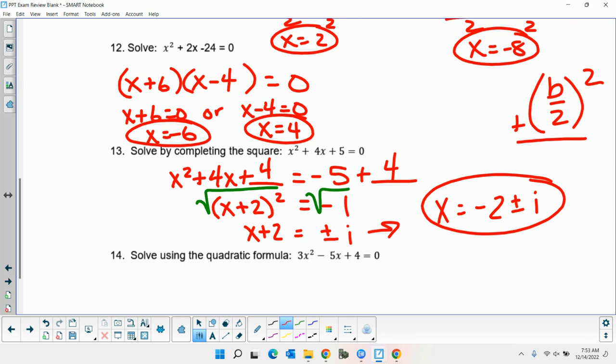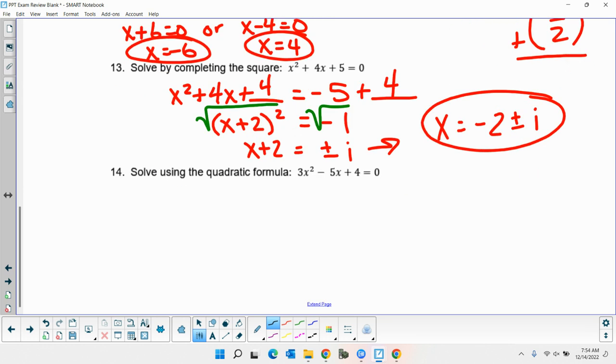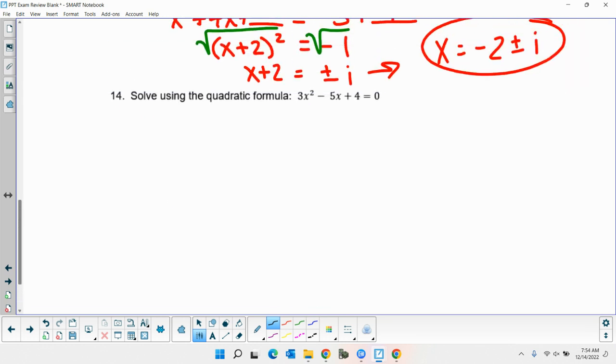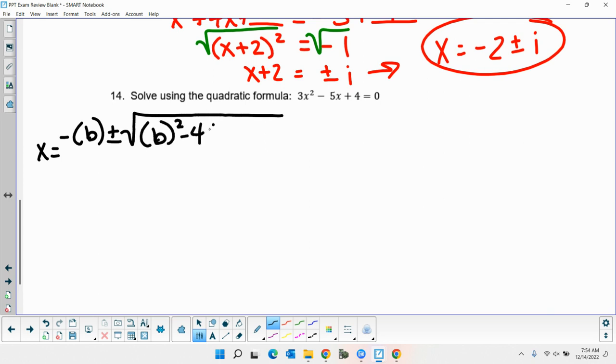All right, 14 is using the quadratic formula, so you might want to write that on your card if you need to, which is negative b plus or minus square root of b squared minus 4 times a times c all over 2 times a. So that's that quadratic formula. Make sure you set it equal to 0 to start, which it already is. So a is 3, b is negative 5, and c is 4. And then you just substitute in.